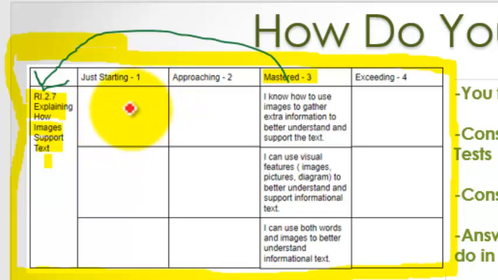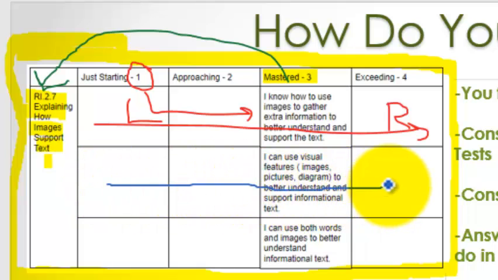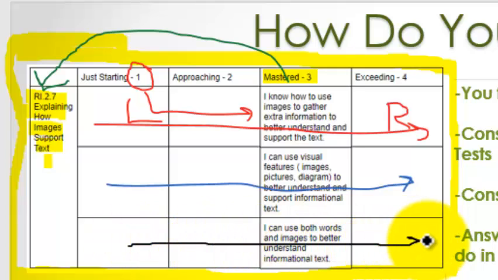So if you see right here, everything that would be following along this way from left to right, this is all one layer of criteria. So that red right there, that would be the one criteria. So you can see here it says, I know how to use images to gather extra information to better understand and support the text. So that criteria down here at a level 1, that would be a lower level moving towards mastery of that standard. So that would be one criteria there. Everything in this column would be a second criteria, and that would be that blue criteria, and then everything here would be that third criteria.